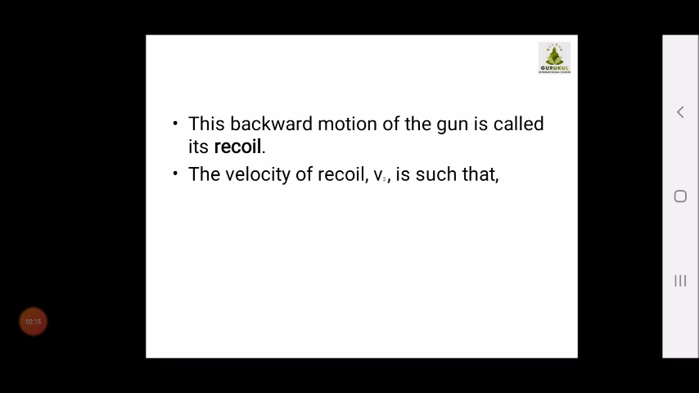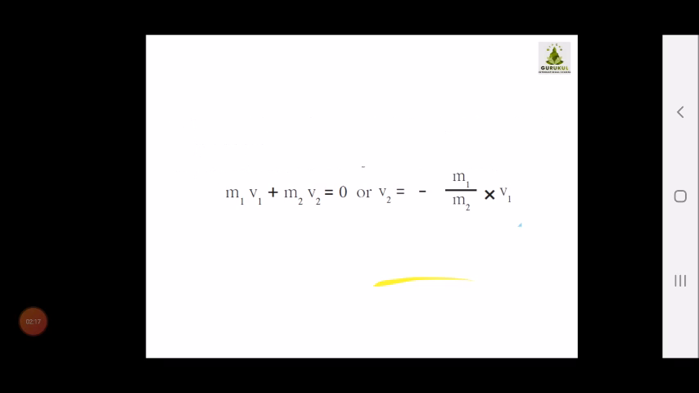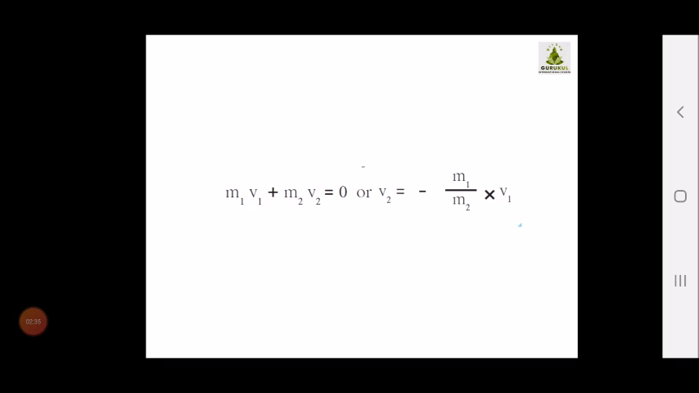And the velocity of recoil v2 is such that m1 v1 plus m2 v2 is equal to 0, or v2 is equal to minus m1 by m2 multiplied by v1. This is what we have studied about the law of conservation of momentum. This is about the recoil velocity of a gun. Remaining we will be looking at in the next video.